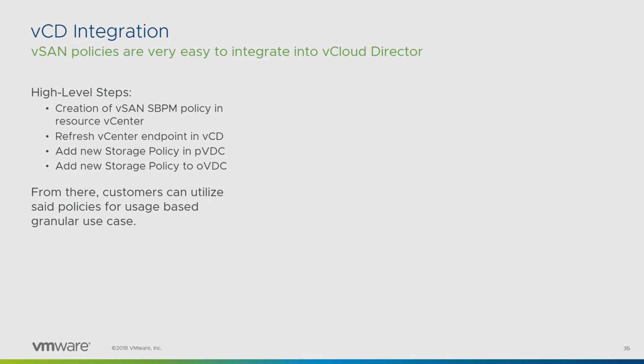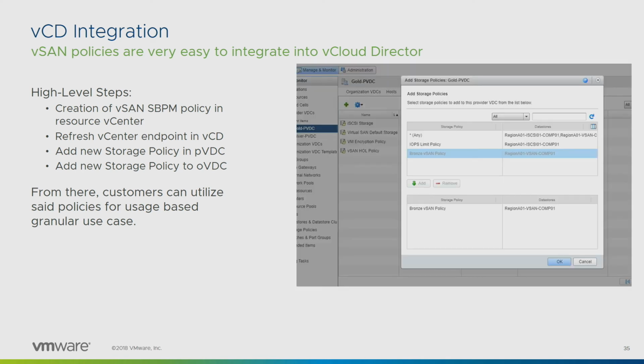So let's talk about vCloud Director Integration. This is really an easy to use integrated experience where, at the end of the day, we can take a storage policy from a resource or payload vCenter and register it to a vCloud Director instance. This starts off with creating the policy specific in the payload vCenter, whatever we're trying to achieve, a gold tier of storage policy, silver, whatnot. And then once we have that created, we refresh the vCenter endpoint in vCloud Director. We'll see that new policy populated, and then we can add it as a new storage policy to a provider virtual data center, or PVDC.